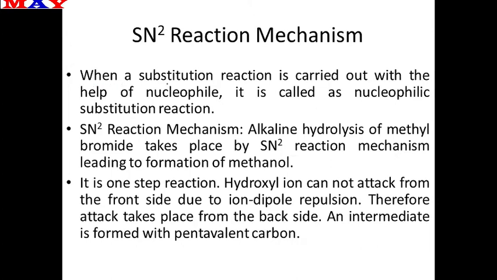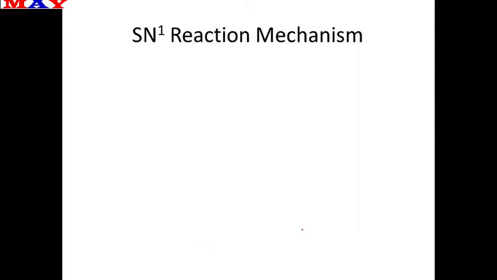This mechanism can be described in 3 paragraphs. When substitution reaction is carried out with the help of nucleophile, it is called nucleophilic substitution reaction. Mechanism-wise, alkaline hydrolysis of methyl bromide takes place by SN2 reaction mechanism, leading to formation of methanol. It is a one-step reaction. Hydroxyl ion cannot attack from the front side due to ion dipole repulsion. Therefore, attack takes place from the back side.